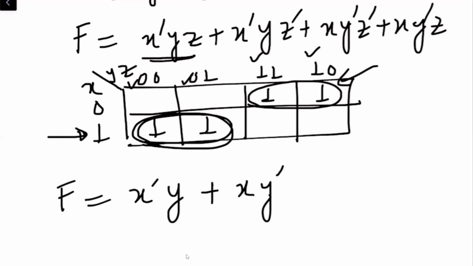Okay, ji. So what we have seen now is that we can make the groups. The horizontal groups can be either a group of two, or a group of four as well. We will see in the next example how we can have the horizontal groups as well as the vertical groups. Okay, the next example is, let's suppose we have a function.